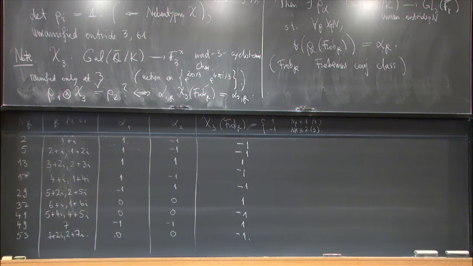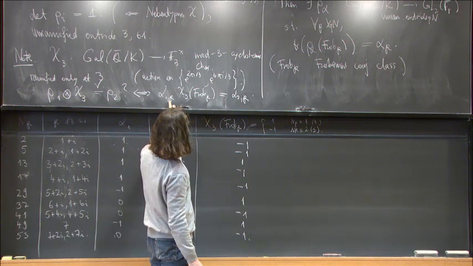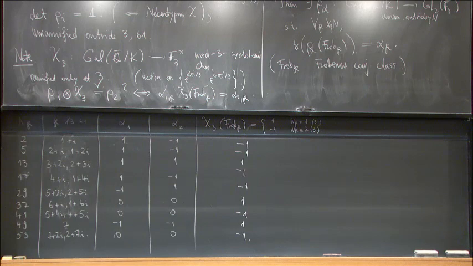And actually, this relation, that alpha_1 is equal to this formula, is something you can prove by hand, just directly without knowing the existence of the Galois representations.